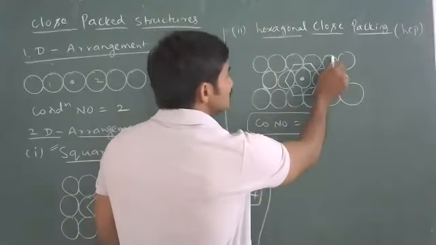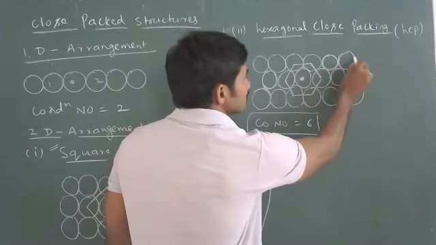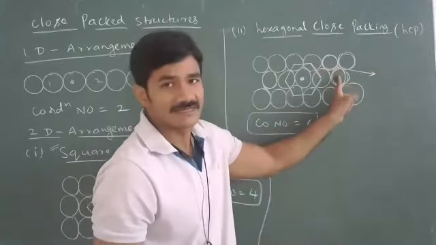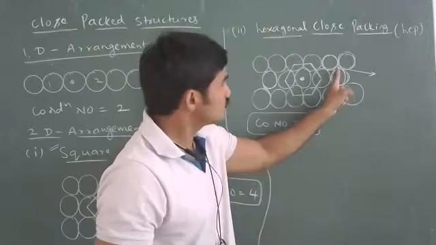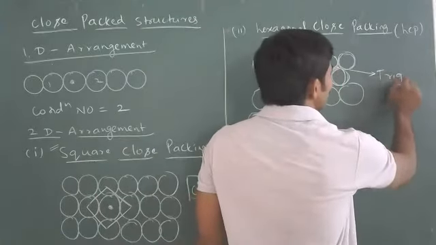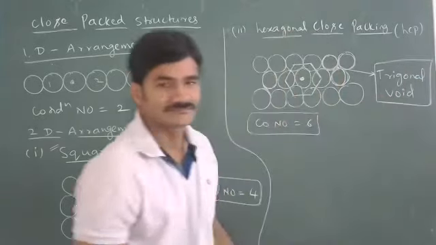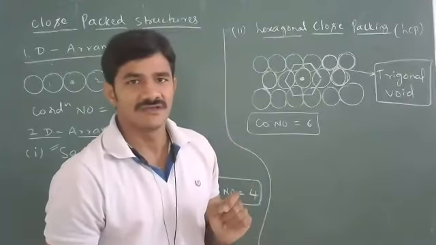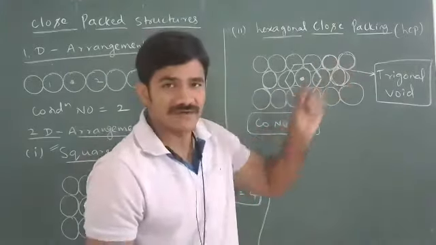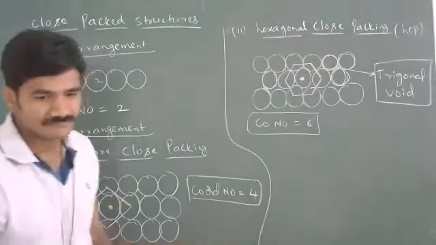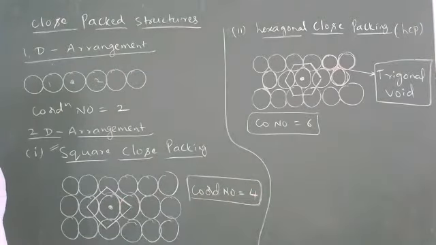And you see, between 3 atoms, you can take any 3 atoms. This is one atom, this is another atom, this is another atom. Between the 3 atoms, we can see some gap, a void. This void is said to be a trigonal void. What is a void? A void is an empty space. So if between 3 atoms you find an empty space, that is said to be a trigonal void. Understood?